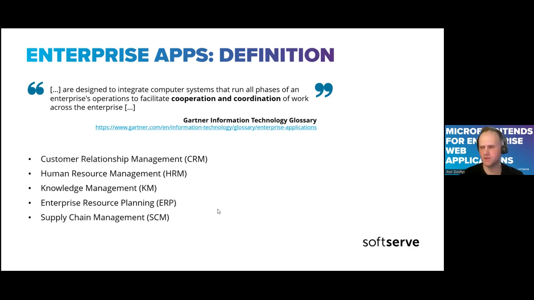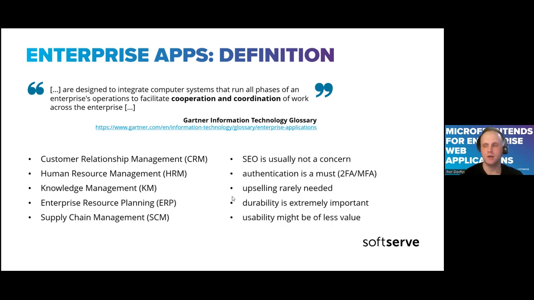Now there are several types, more than I listed here. We have CRMs, human resource management systems, knowledge management systems, and so on and so forth. And these types usually have something in common, both in terms of functional and non-functional requirements. For example, search engine optimization usually is not a concern, right? Because you don't have to optimize your CRM or CMS so that its parts are searchable in global browsers. On the other hand, authentication for these systems almost always is a must.